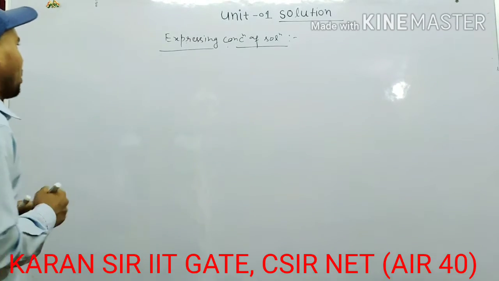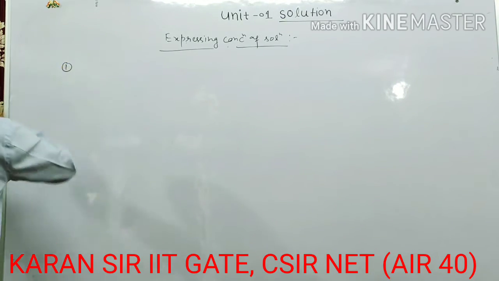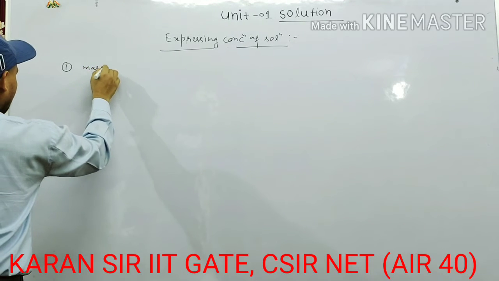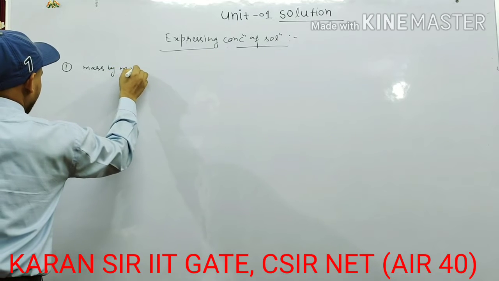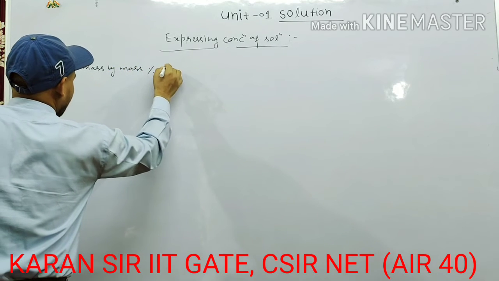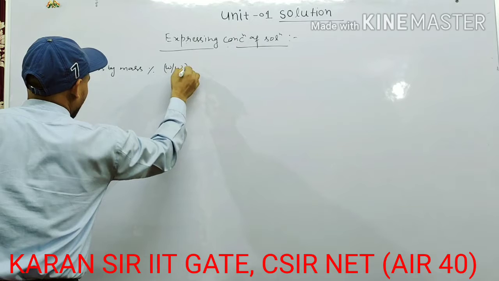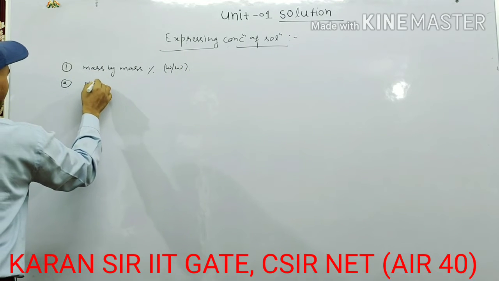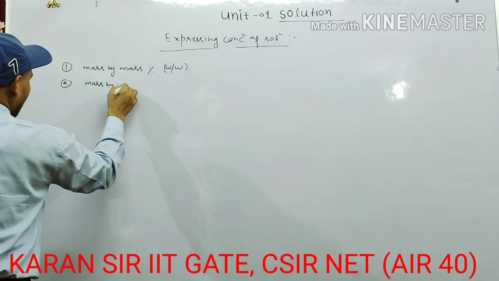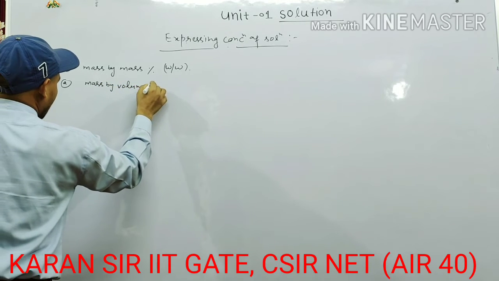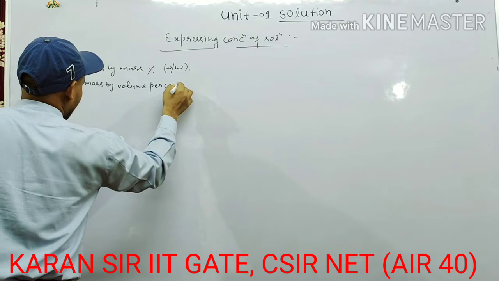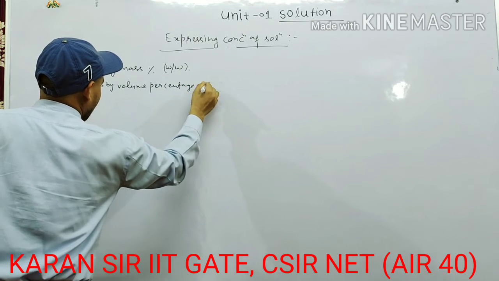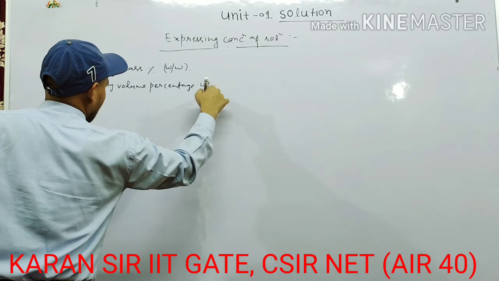Okay, so first of all we will take mass by mass percentage, that is W by W. Okay, and second we will take mass by volume percentage, that is W by V.